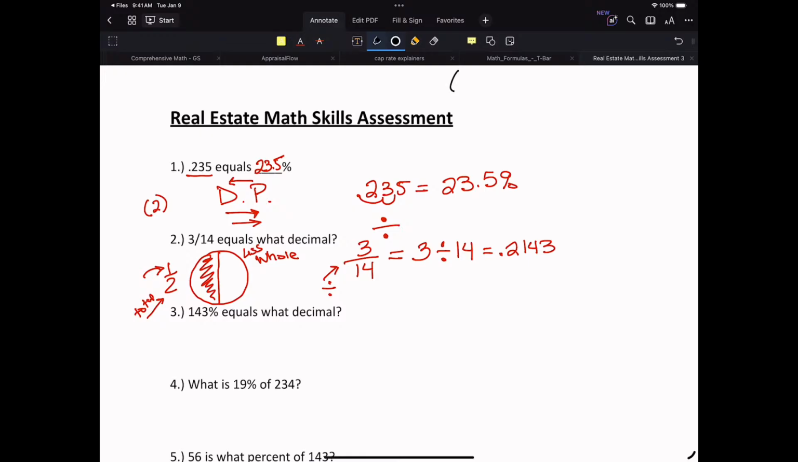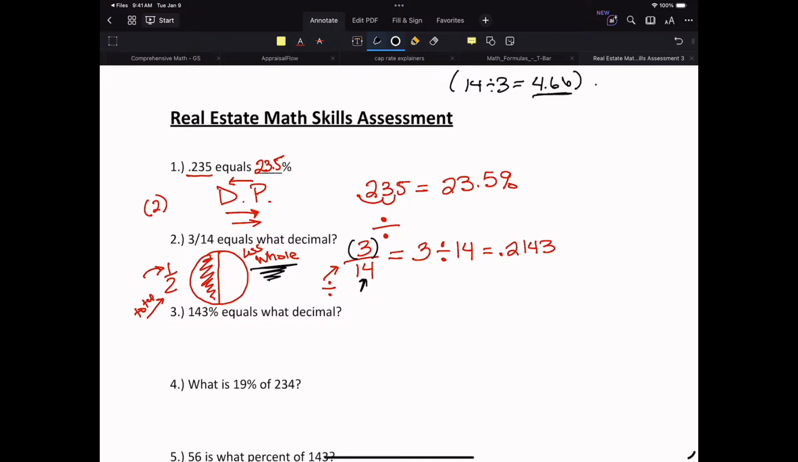So let's say you did do that. Let's say you said 14 divided by 3. And what you're going to get when you do that is 4.66. That can't be right. Remember, I said a fraction is less than a whole. You have 14 pieces of a circle, and we're only using 3. That's got to be less than a whole.